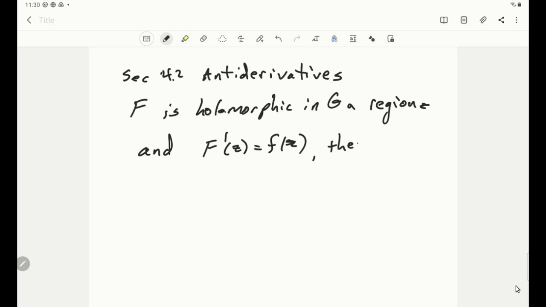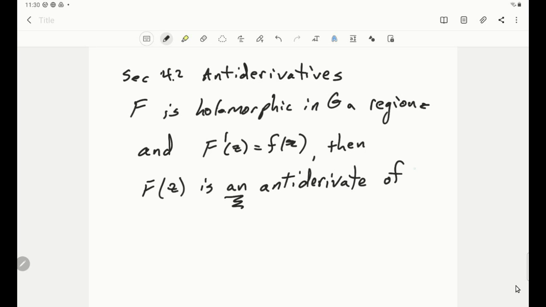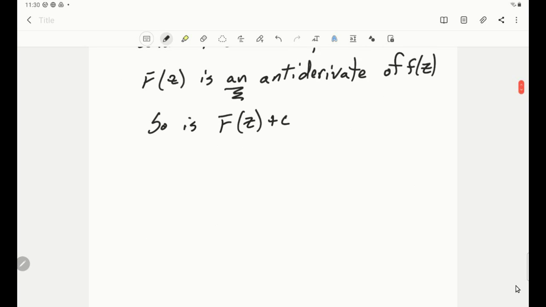then F of z is an antiderivative, not the antiderivative, but an antiderivative of f of z. Same idea as real numbers, so is F of z plus a constant, arbitrary constant.